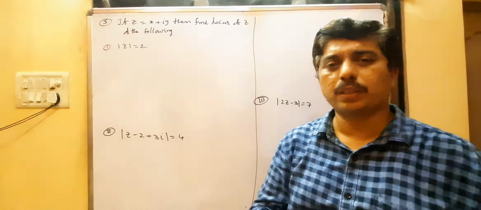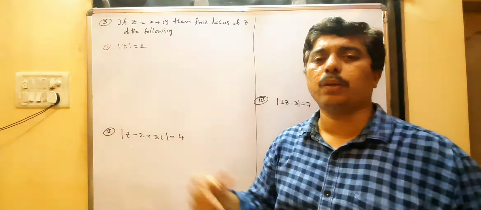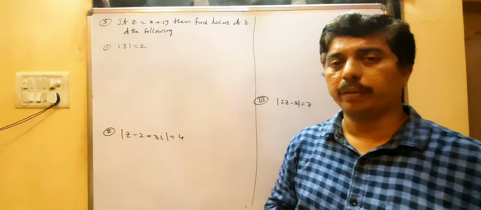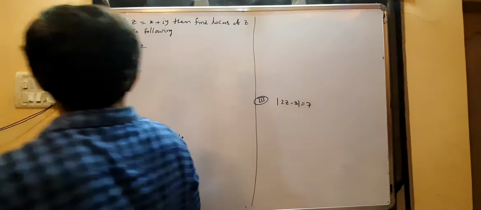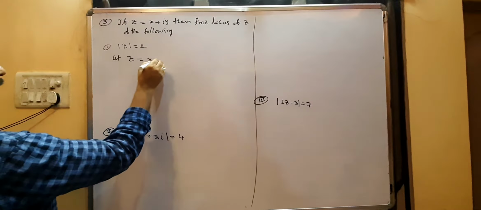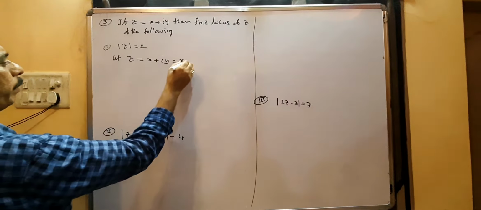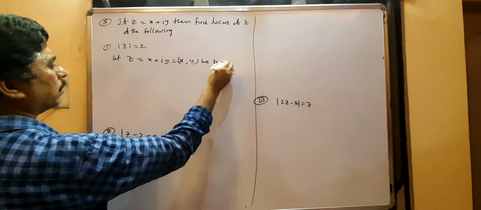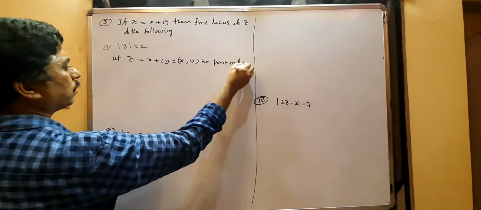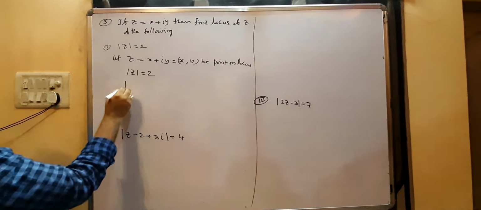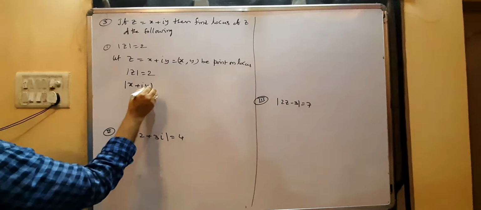Same as in coordinate geometry, where in the locus P(x, y) is any point in the locus, in point form. Now it is in complex number form. Let z equal to x plus iy. If you write in point form, (x, y) is any point on the locus. What is given? Mod z equals 2. Mod z means mod of x plus iy equal to 2.